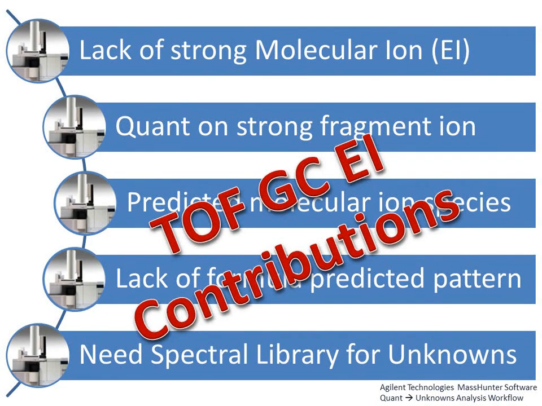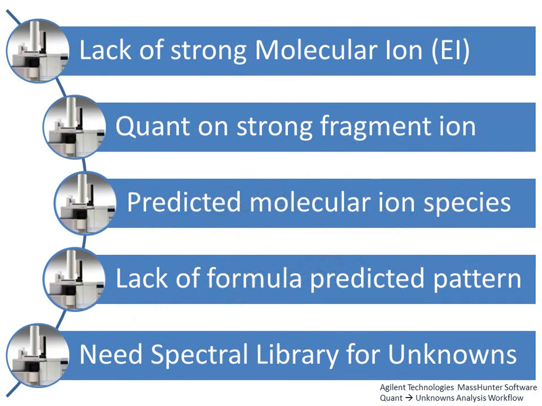Let's breach the topic of EI versus CI and its effect on quantitation and unknowns analysis. So the first point is, generally speaking, in GCMS we're dealing with EI. So we do not have a strong molecular ion. So now we have to, in quant, figure out the strong fragment ion. Now we typically do that empirically, but if you want to have the exact calculated mass, you're going to have to figure out that fragment and get the exact calculated mass. So that's some work to be done there.